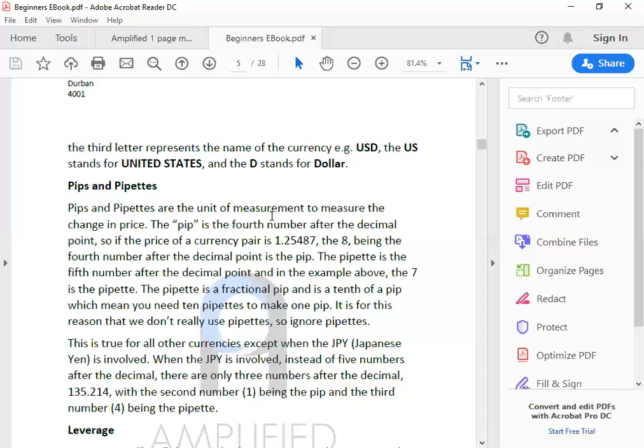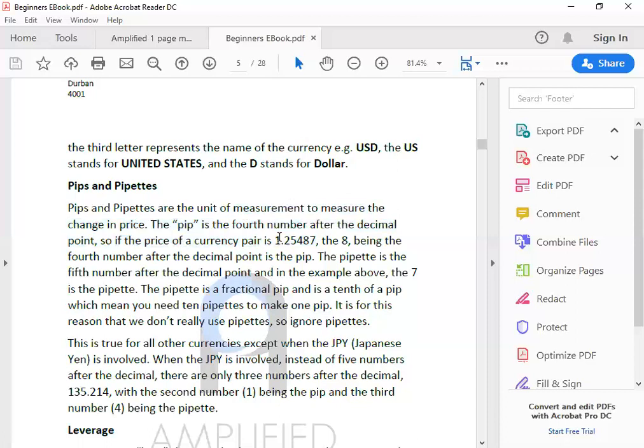PIP stands for percentage in price, which is the smallest increment that we have in the market to measure a move. So it's sort of like one move, like a second, for example. Right now, the pip is the fourth number after the decimal point.